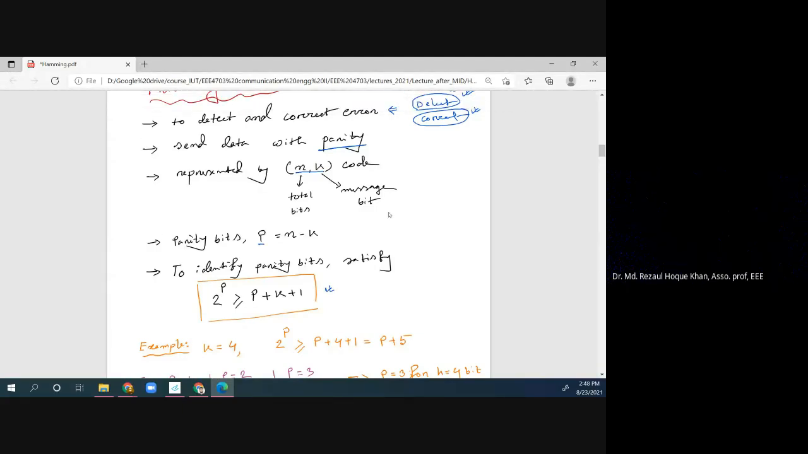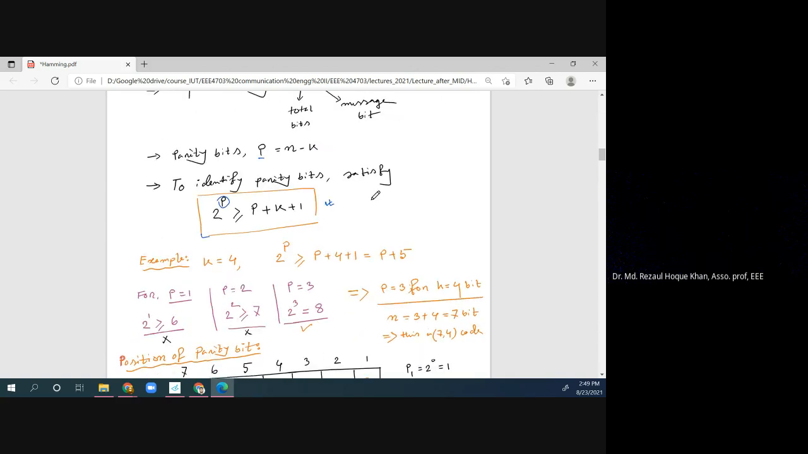For example, N is the total bits, so the total is always higher, say 7, and you have message bits 4. So how many parity bits? Actually 3. Our original message was 4 bits, so you add 3 more, and the total bits become 7. Right? We'll see through our example. Now, to satisfy our Hamming code, this condition must be fulfilled: 2 to the power p is greater than or equal to p plus k plus 1. What is this p? P is the parity bit.